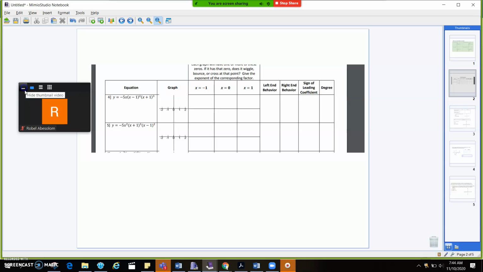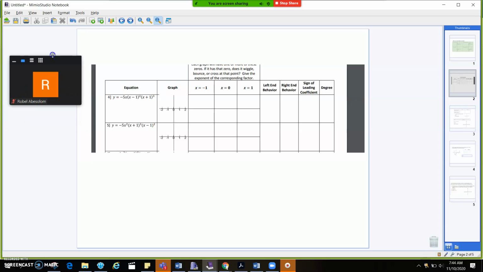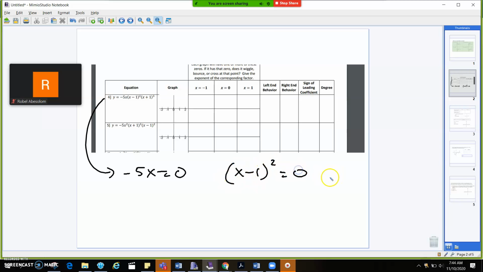Okay, so on number 4, we've got this negative 5x. We're going to set that equal to 0. We've got this x minus 1 squared. We're going to set that equal to 0. And then we've got x plus 1 cubed. We're going to set that equal to 0. So now we're going to solve for each of these.